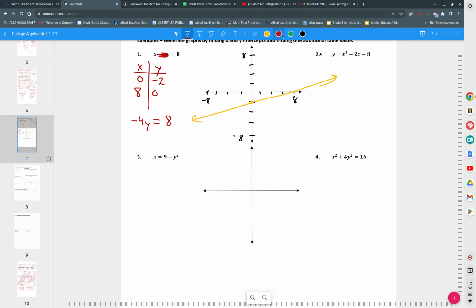The next one, a little bit more challenging. Anybody know what shape that makes? It does make a parabola. And so if I plug in 0 for x and 0 for y, that's going to give me some important intercepts. What happens if you plug in 0 for x? You get y is equal to? Negative 8.